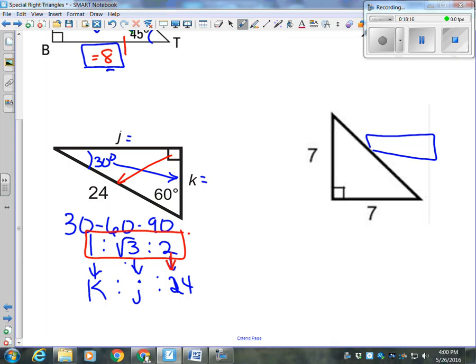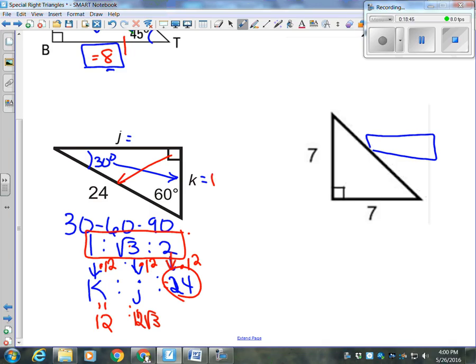So you kind of want to ask yourself, what happened if my original triangle was 2 and now my bigger triangle is 24? Looks like we multiplied times 12. So if I were doing this correctly, I would multiply every one of my known factors proportionally, times 12. So 1 times 12 would be 12. I'm thinking K should be 12. 12 times square root of 3 would make J be 12 square root of 3. And of course, 2 times 12 gave me 24, and that was the information given.